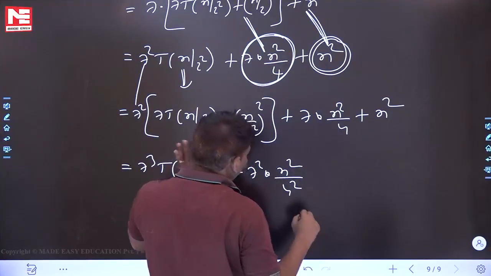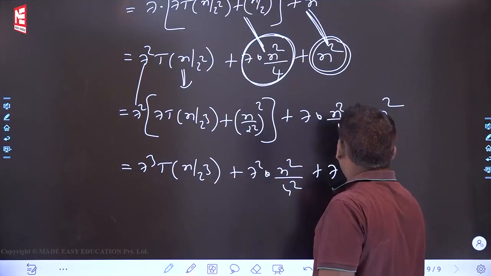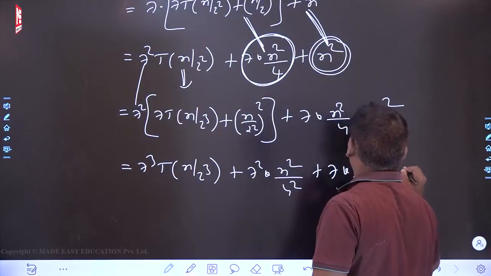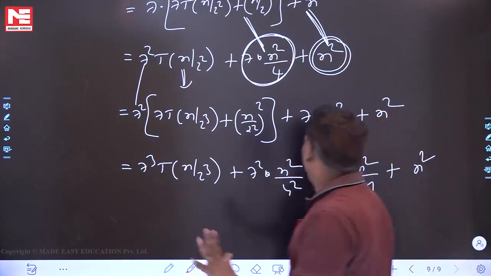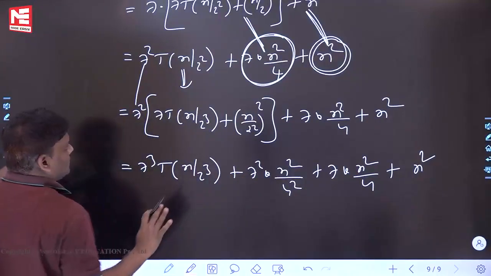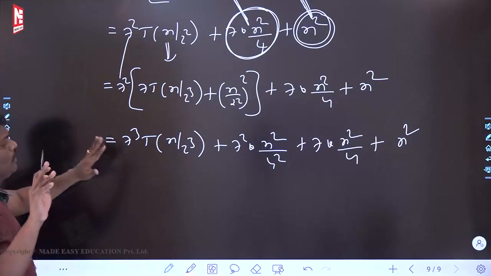What is the series if you want to know? Right, after the third round everything is okay. Next one, 7 into n square by 4. Right, next one, what is the answer? n square. Right, like this. 3 rounds are over, it is the current status. No need to simplify also. Let's see. 3 rounds are over, it is the current status.